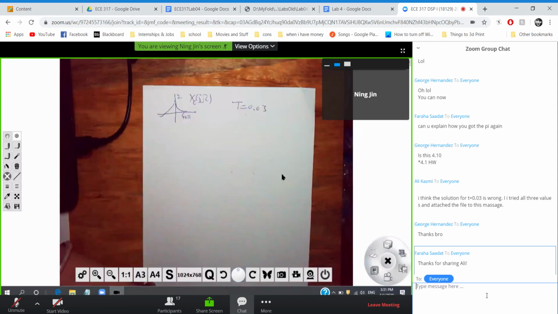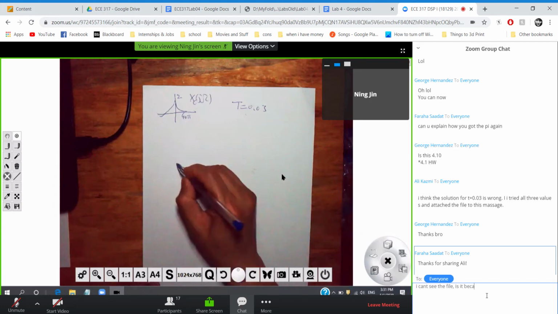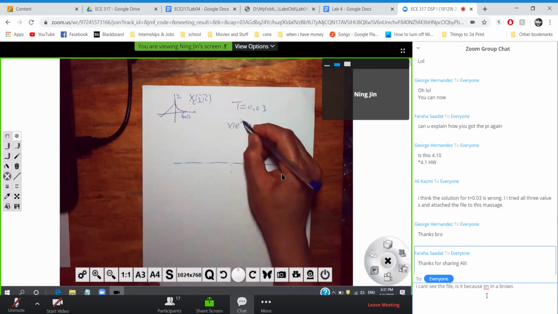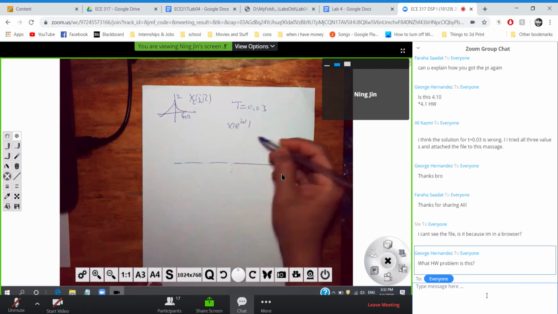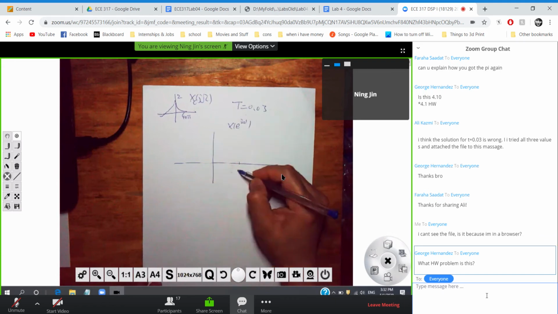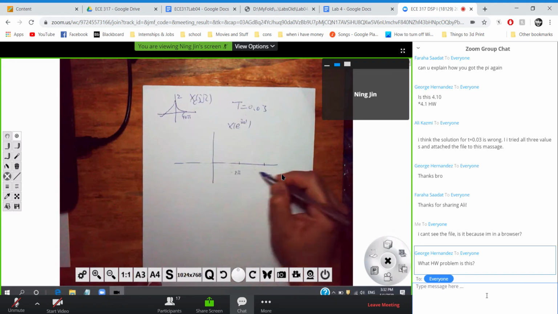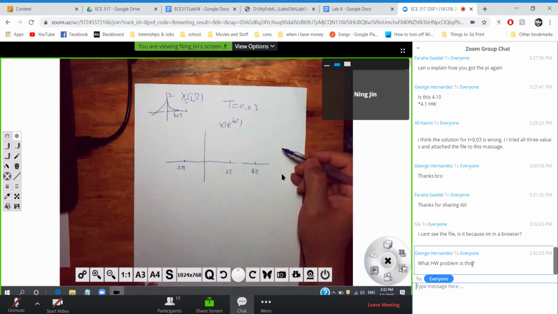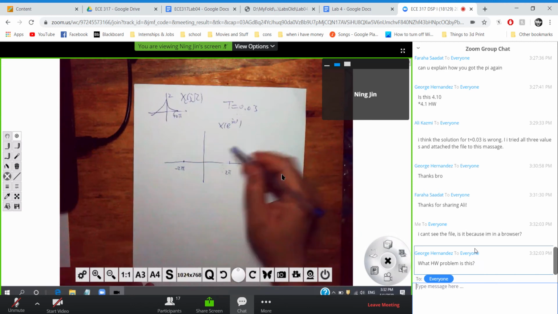Right, we have this one. Then X(e^{jω}), this one. So every 2 pi, we have a copy. Okay. Every 2 pi, we have a copy. This is negative sign. And each copy, here T, this one.